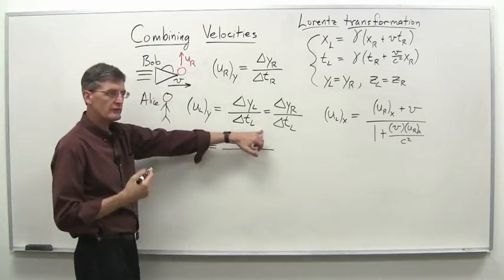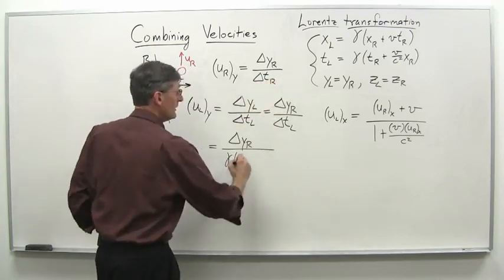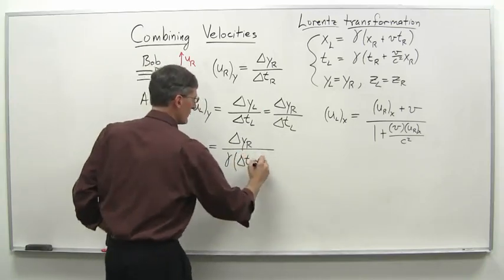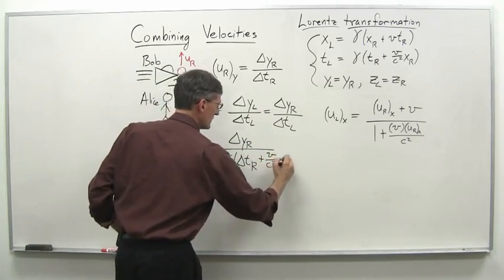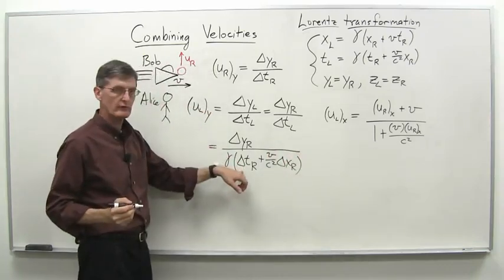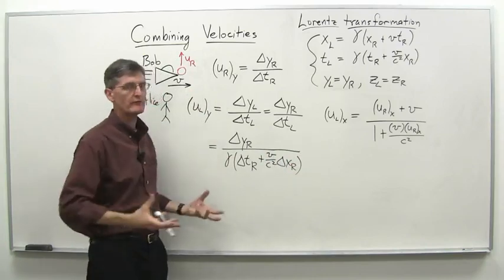And then delta t sub l, remember, using the equation here, is going to be gamma times delta t sub r plus v over c squared delta x sub r. Again, these are the quantities that Bob is measuring. And we're assuming everything is constant velocity here.